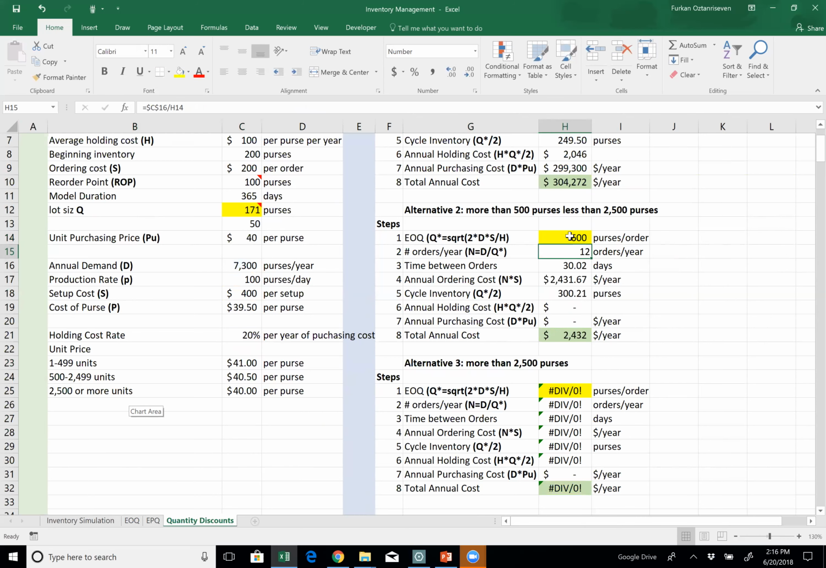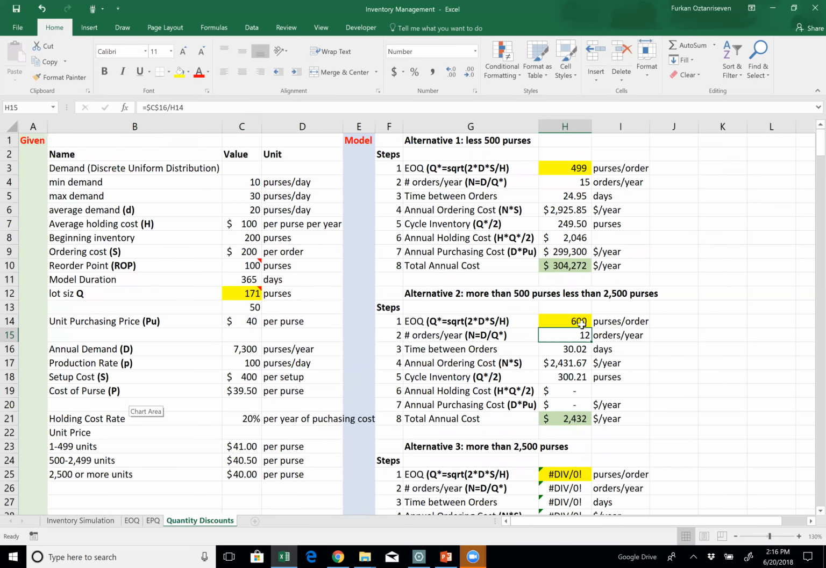As you see, economic order quantity here is 600 purses. So this here, the red cell is Q star, that's good, and that's good. There is no problem here. Time between orders, there is no problem here either. All right, so number of orders, that's good, looks good to me. That looks good to me.